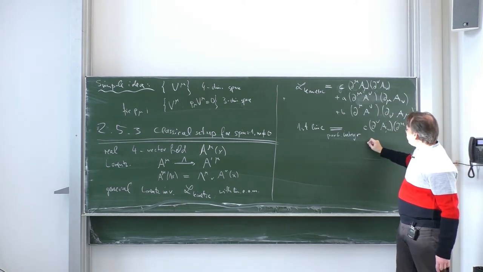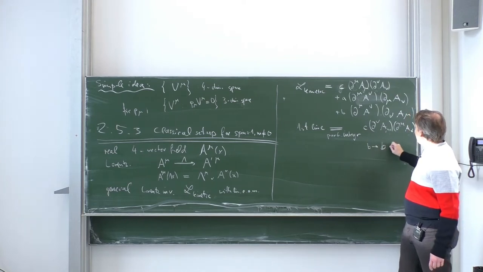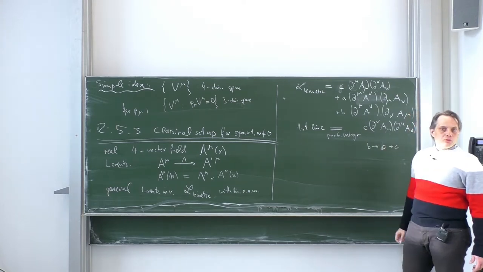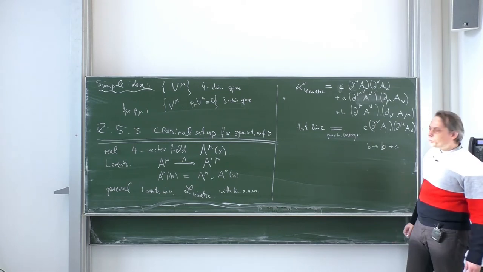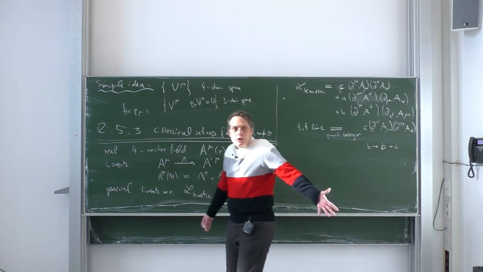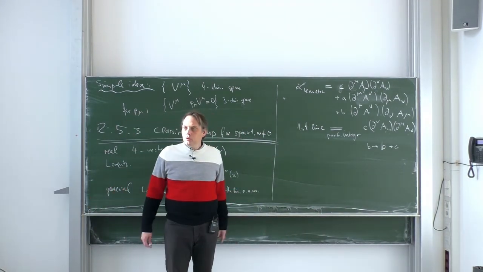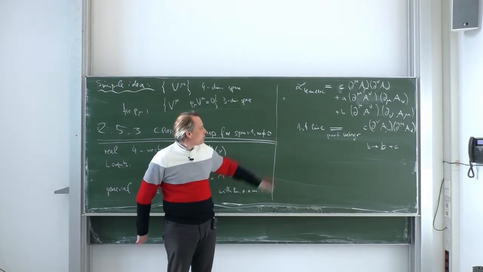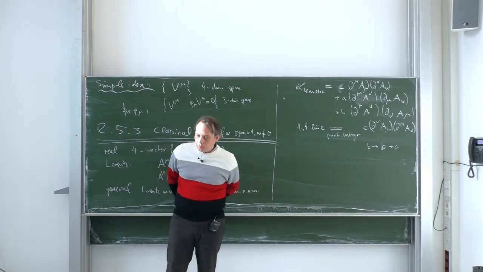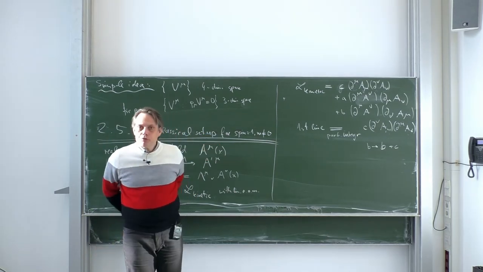So that simply means B goes to B plus C. And then we can drop the C term and only take the A and B term. Or we could drop A or B. We know we cannot drop A, but we could drop B instead. But anyway, we have two independent terms and not three. Now, that is our most general kinetic term.